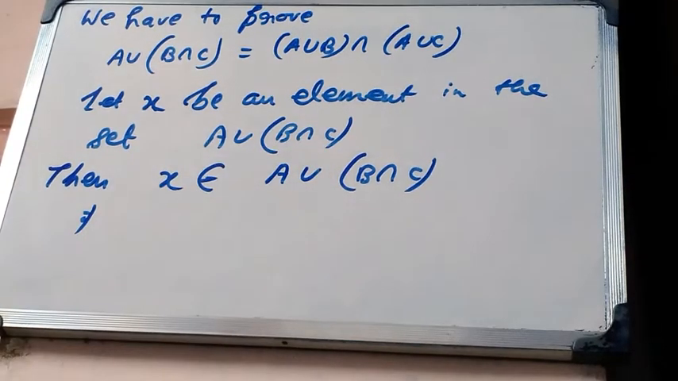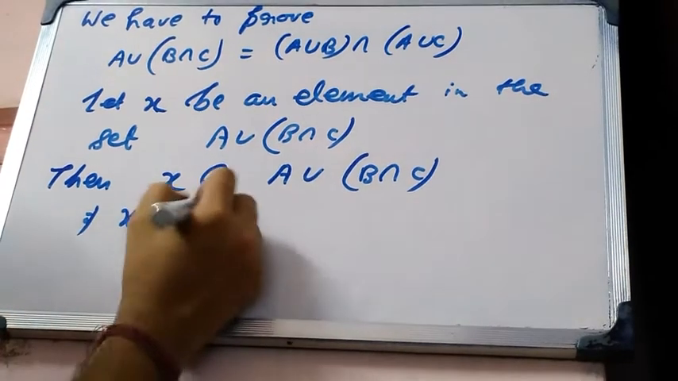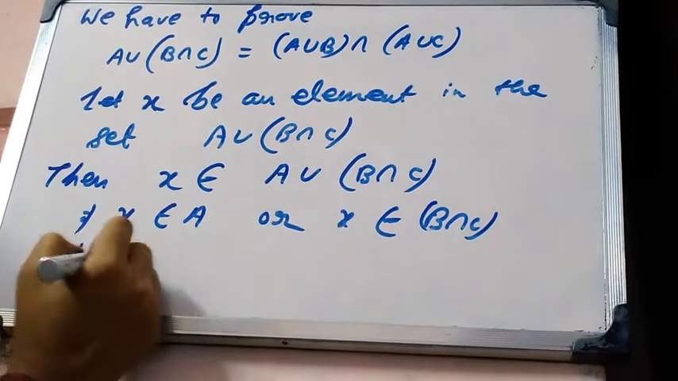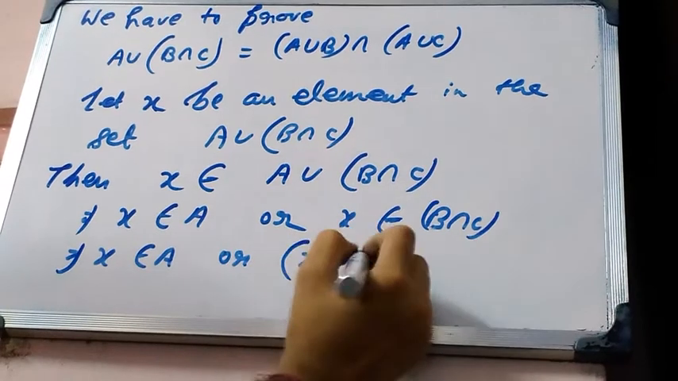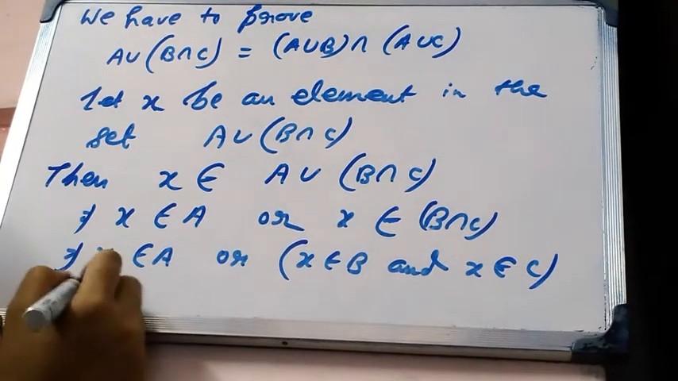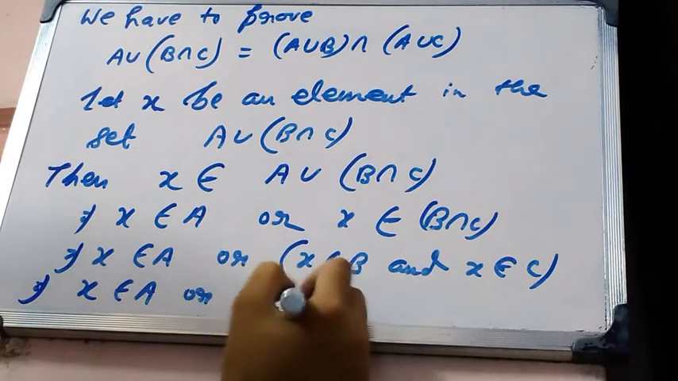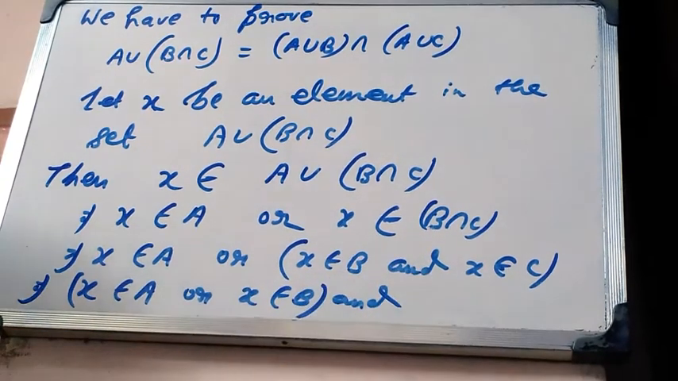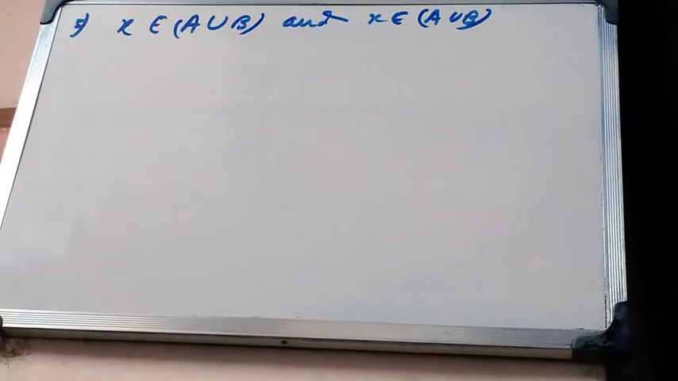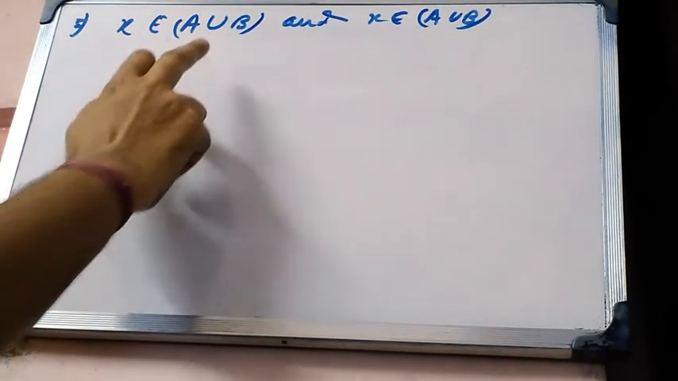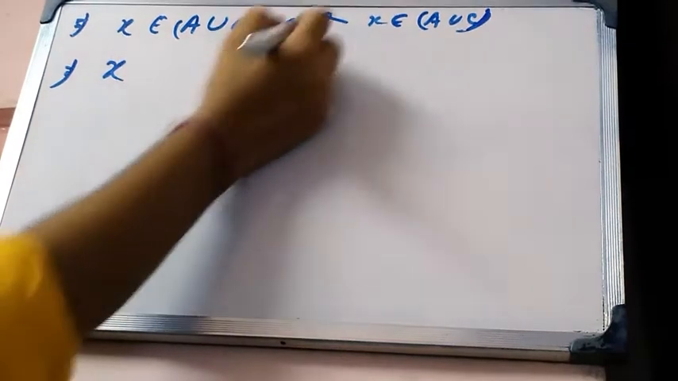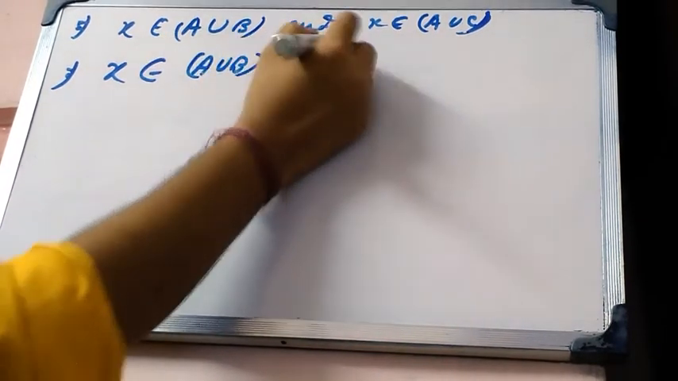Now we know union means or and intersection means and. So X belongs to A or X belongs to B intersection C. So X belongs to A or X belongs to B, and X belongs to C. Now we can write X belongs to A or X belongs to B, and in the middle we can write and, X belongs to A or X belongs to C. You know, or means union, so X belongs to A union B and X belongs to A union C. Now and means intersection, so we can write (A union B) intersection (A union C).